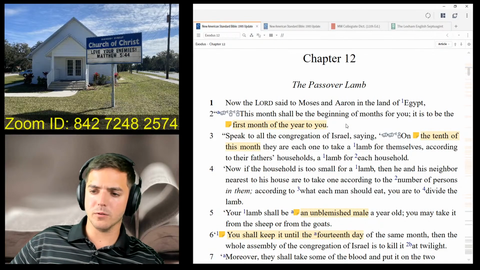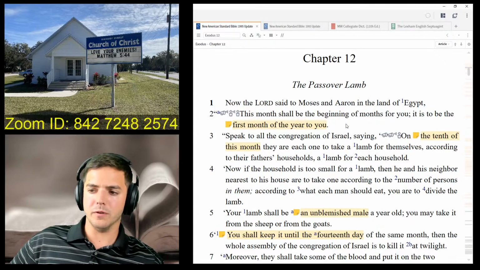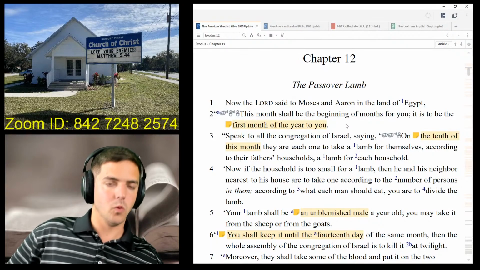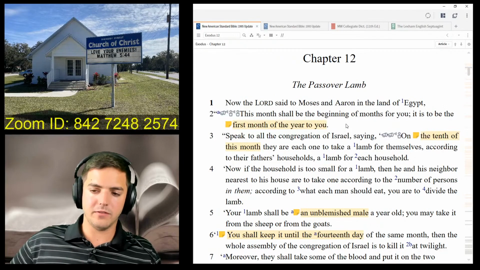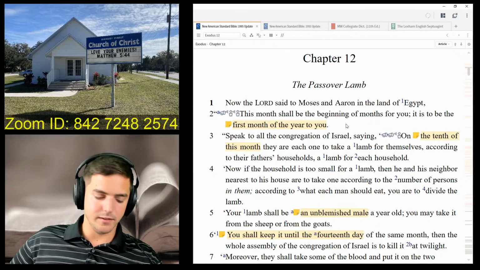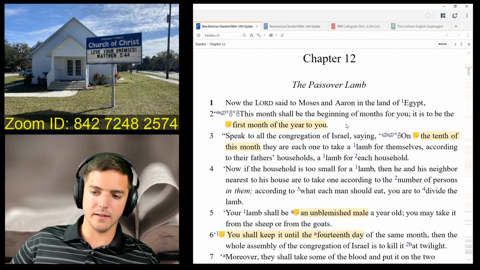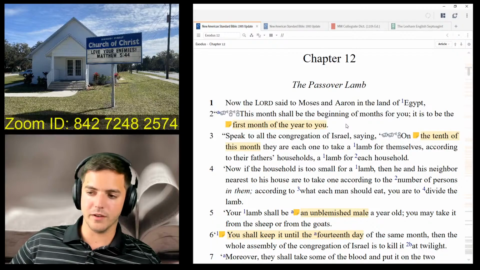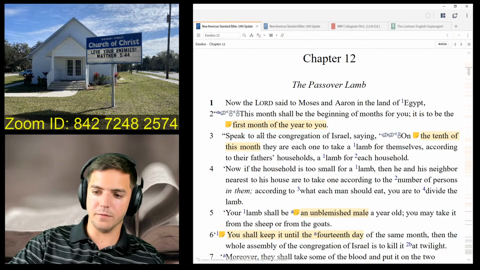The scripture says, Now the Lord said to Moses and Aaron in the land of Egypt, This month shall be the beginning of months for you. It is to be the first month of the year to you. The thing that ordered the rest of Israel's year was the Passover event. The thing that got them out of Egyptian bondage. The sacrifice of the Passover lamb, the destroyer coming to take the lives of the firstborn who did not have that lamb offered up within their house. This is the event that would kick off Israel's year, and so this is the first month of the year to them.